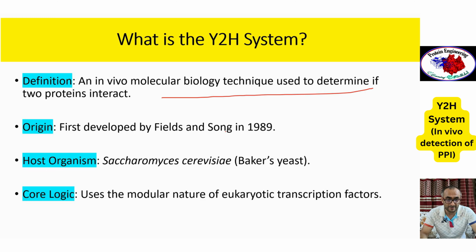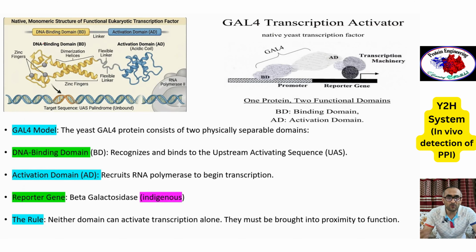It was developed in 1989, and the host organism taken here for detection of protein-protein interaction is Saccharomyces cerevisiae, a baker's yeast. The core logic uses the modular nature of eukaryotic transcription factors. GAL4 is a transcription factor in yeast which is used in the Yeast Two-Hybrid system.